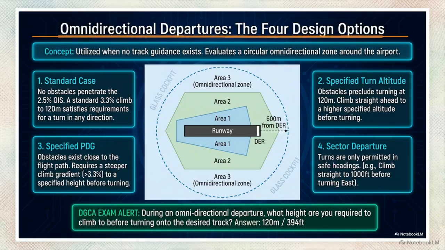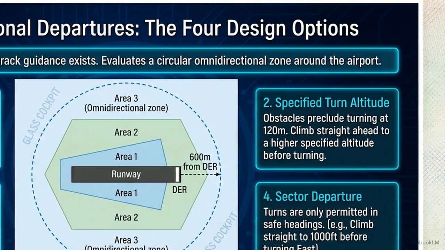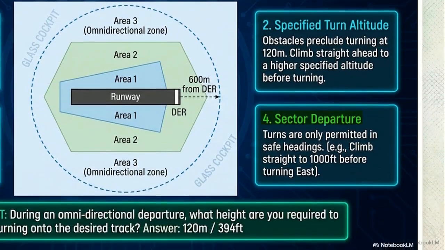In the standard case, if the terrain permits, the aircraft climbs straight to that critical 120-meter mark before turning in any direction. If obstacles penetrate that standard flight path, designers deploy constraints. They will either dictate a specified turn altitude, forcing a straight climb to a much higher vertical point before maneuvering, or they will authorize a sector departure, restricting your turn strictly to safe headings.